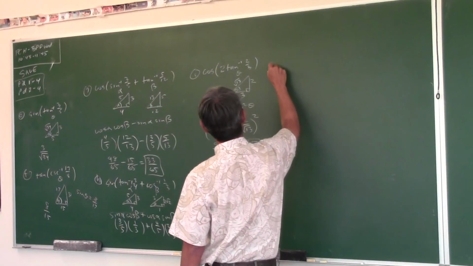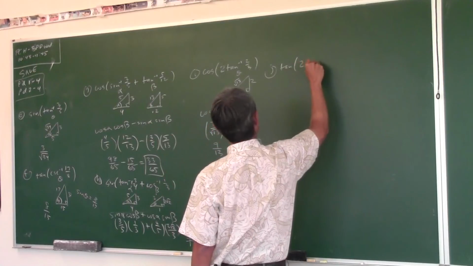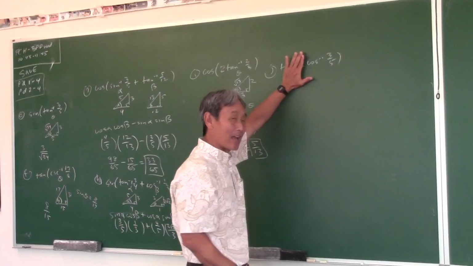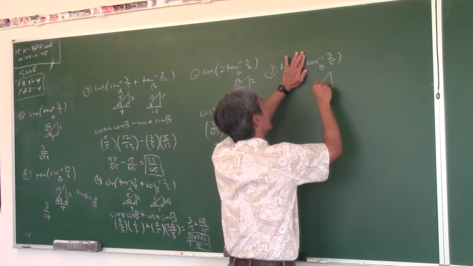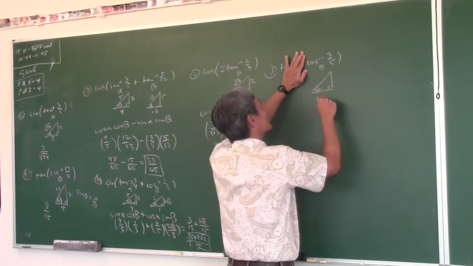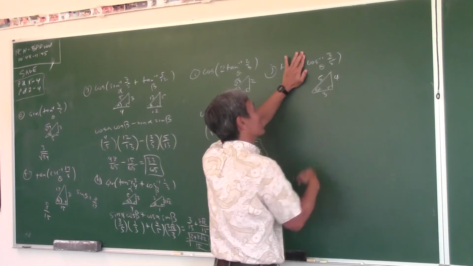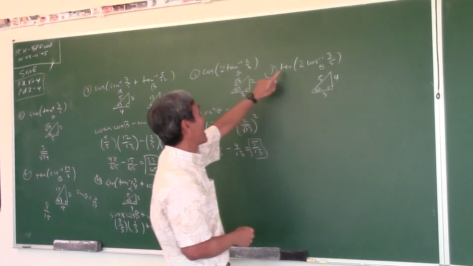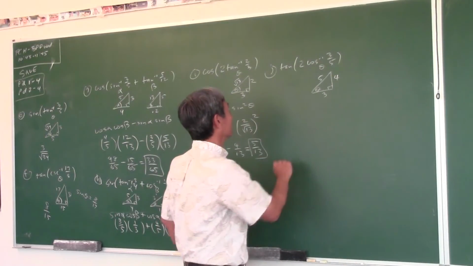And then finally, tangent of 2 cosine inverse 3/5. Again, that's not an angle I'm supposed to know, so you think of that as theta, you gotta draw the triangle. Cosine is adjacent over hypotenuse, and then you use the Pythagorean theorem. Another 3, 4, 5 triangle. Now, tangent of 2 theta. There's an identity for that.